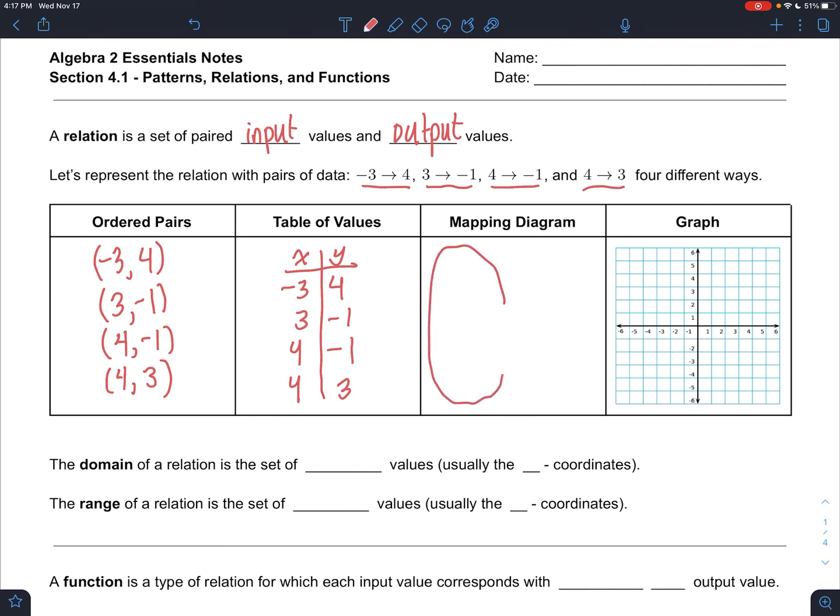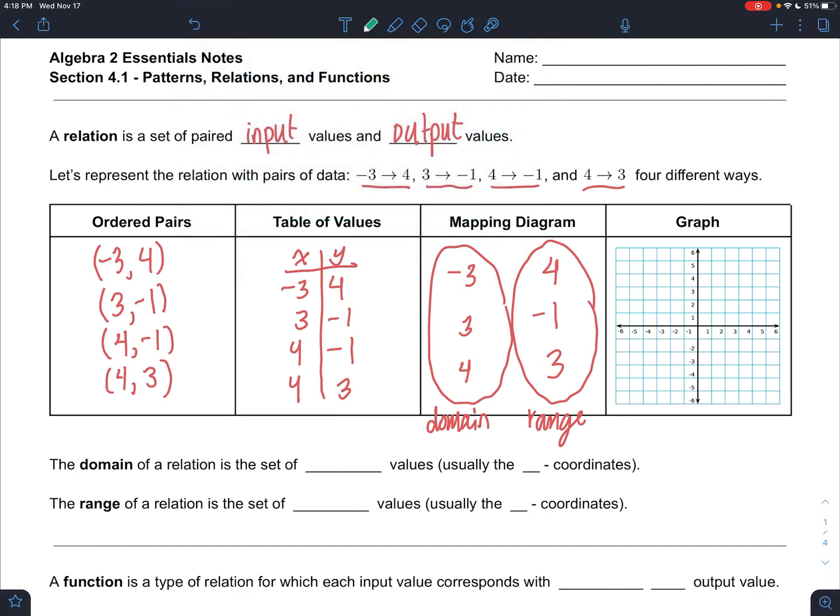A mapping diagram, you may have seen before, is 2 groups. These are called the domain and the range. We're going to put down all the numbers that show up: -3, 3, and 4. We're not going to duplicate. Just one 4 is fine. You'll see why in a second. I'm going to put down the unique numbers that show up over there.